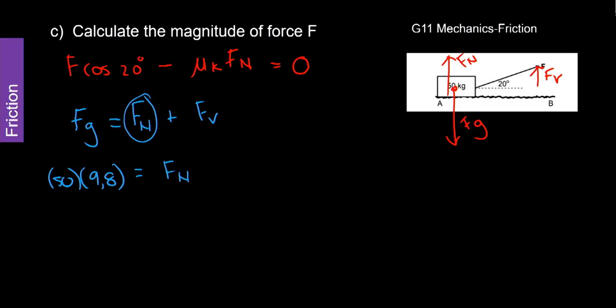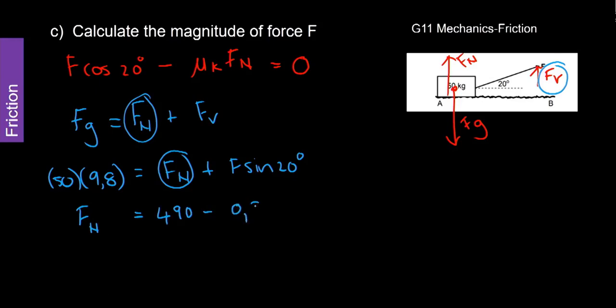Normal force is what we've got to try and find. What about this vertical component? We've already written it down. We've seen that the vertical component is F sine theta, which is 20 degrees. We can write an expression then for the normal force. It's Fn, and that is going to be, if we work it out in our calculator, 490 minus 0.34 F. There's our expression.